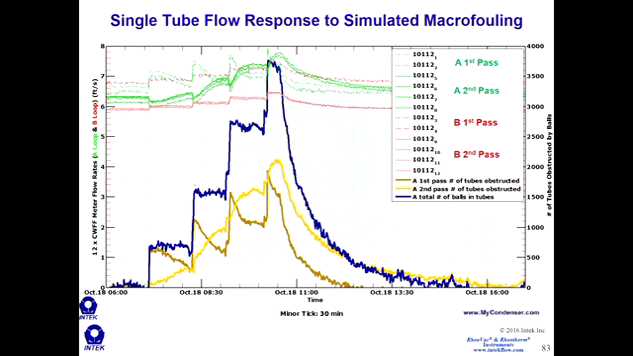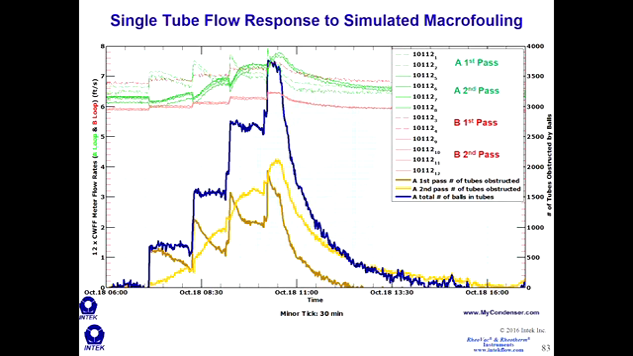And so let's take a look at the raw data, and then I'll tell you how we calculated the number of tubes that were obstructed. Here's the raw data. The red lines are from the meters in the B path, through the condenser. The green lines are through the A path. We injected all of the balls into the A path, only one path through the condenser.